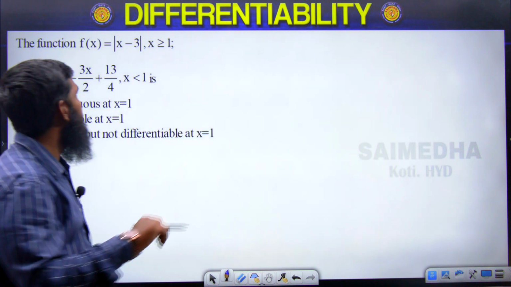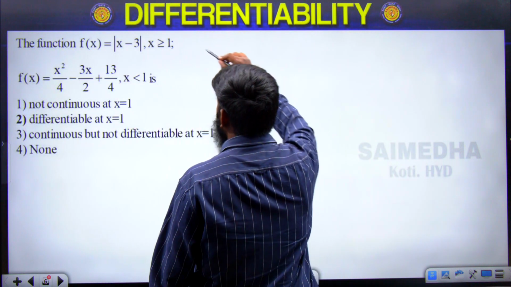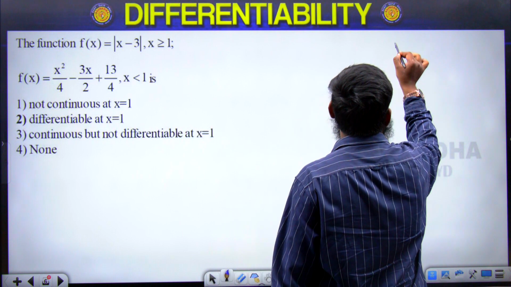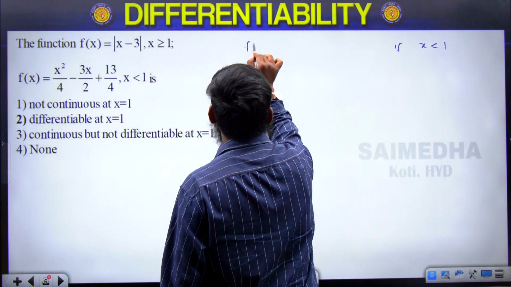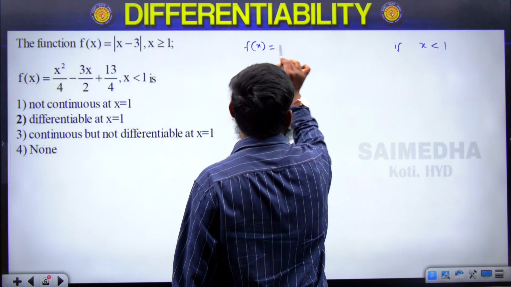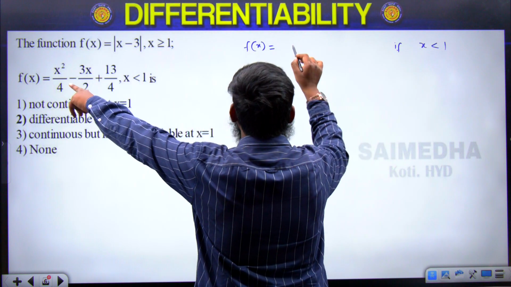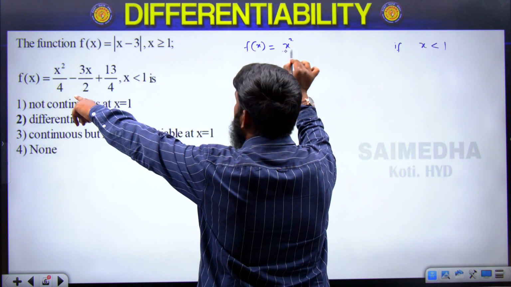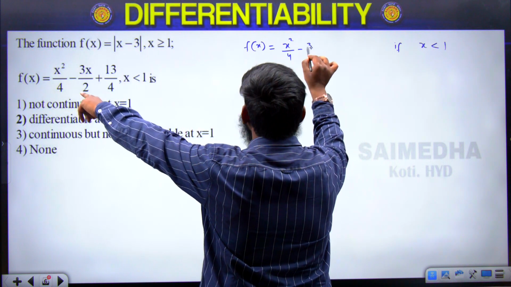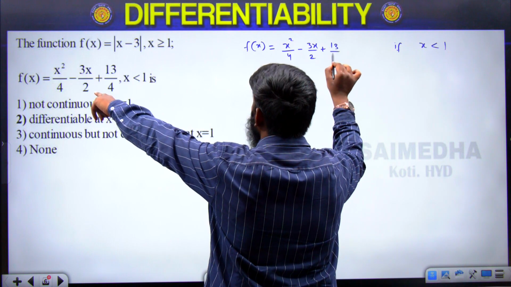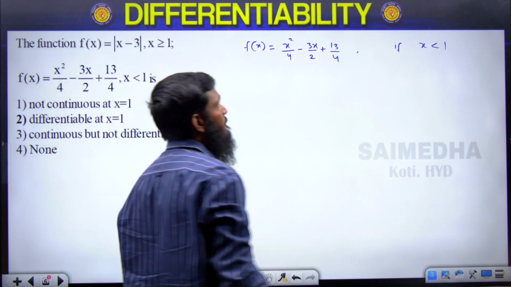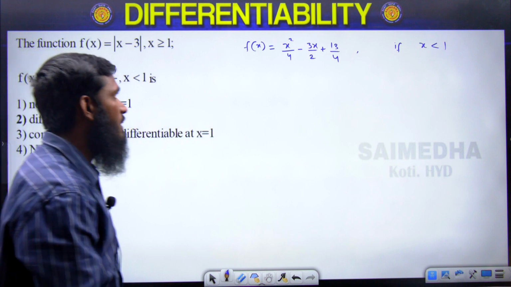Now let us see this. First, let us write this part. As 1 is given, if x is less than 1, what function do we have? f of x is equal to, x less than 1 means we have to take this part: x square divided by 4 minus 3x by 2 plus 13 by 4. Okay, this is f of x whenever x is less than 1.